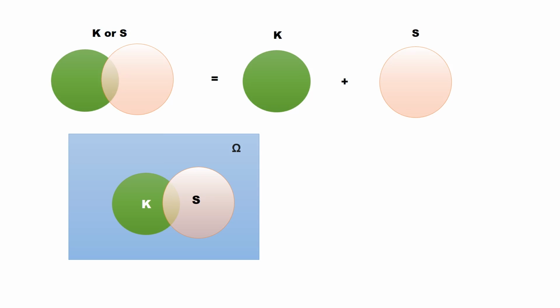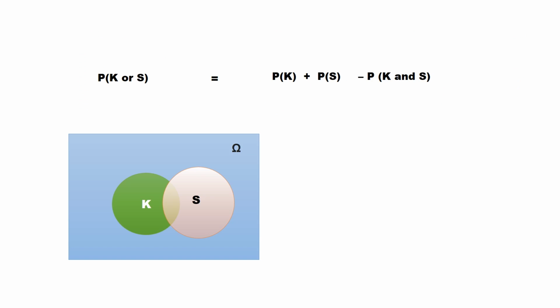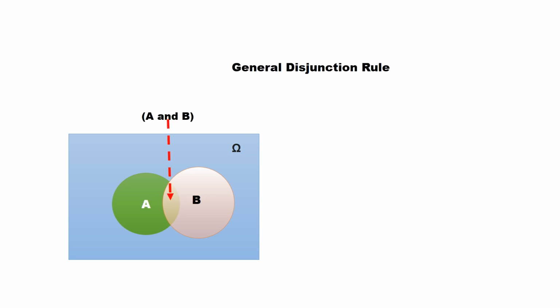To get the correct answer, you need to subtract the area of overlap region from the sum of the two separate areas. The algebraic expression for this is the probability of king or spade is equal to the probability of king plus the probability of spade minus the probability of king and spade. This is equal to 4 by 52 plus 13 by 52 minus 1 by 52, and we got the correct answer, which is 16 by 52 rather than 17 by 52.